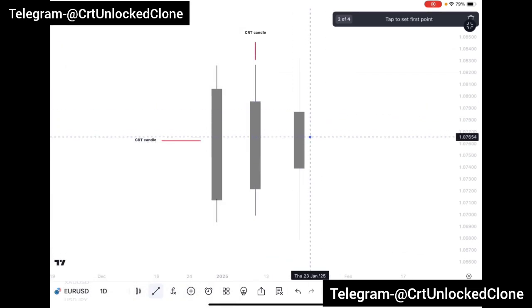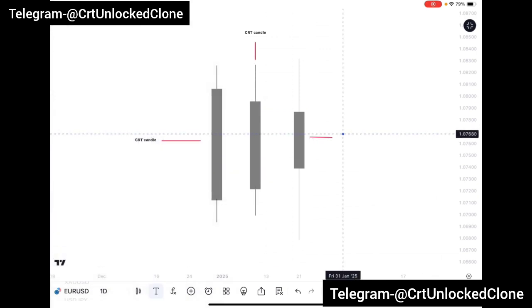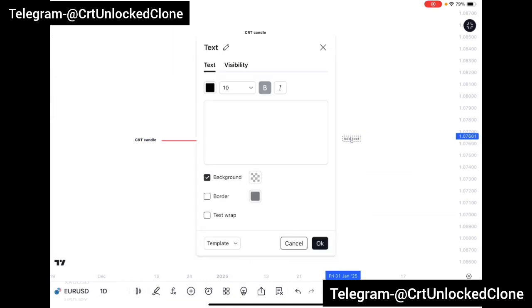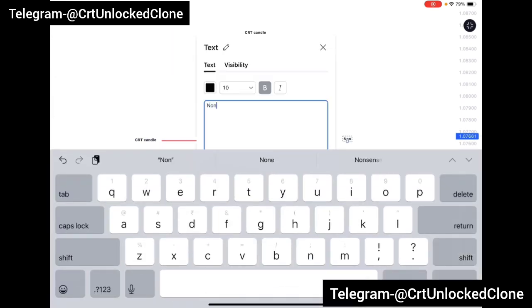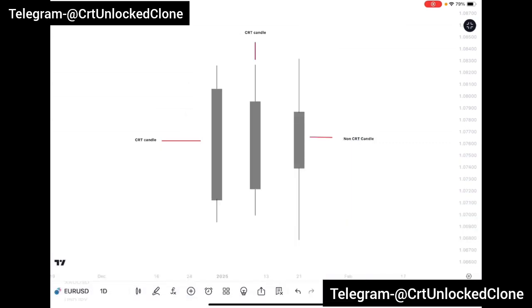So this is a non-CRT candle. This is a non-CRT candle. Non-CRT candle. So I think you guys understand it so clearly.